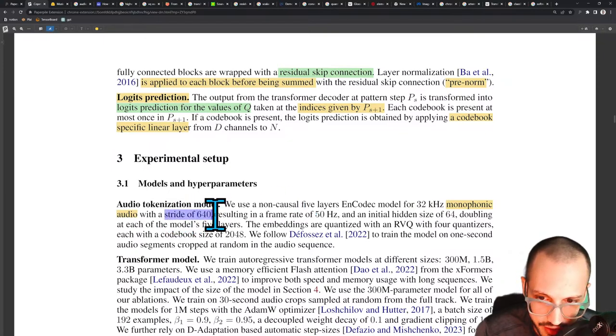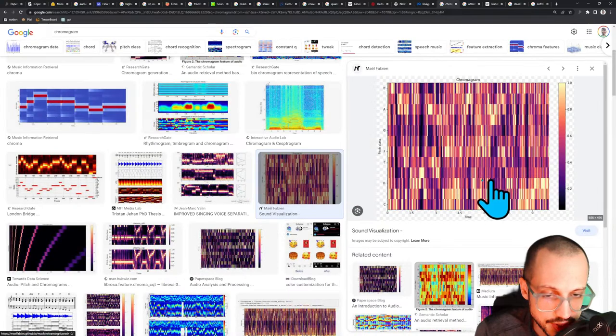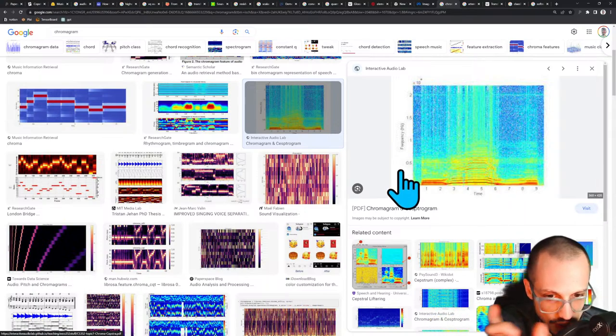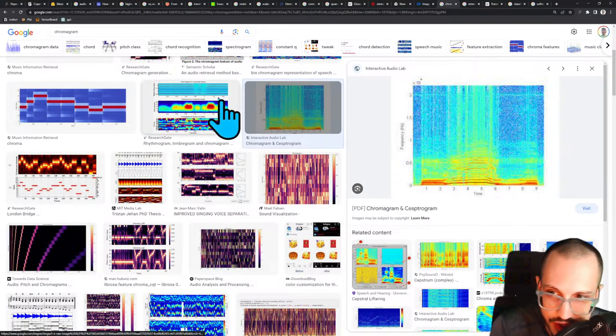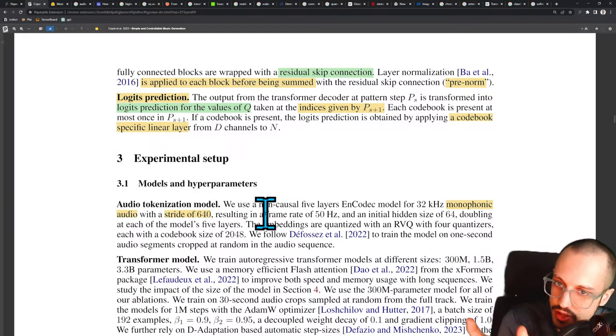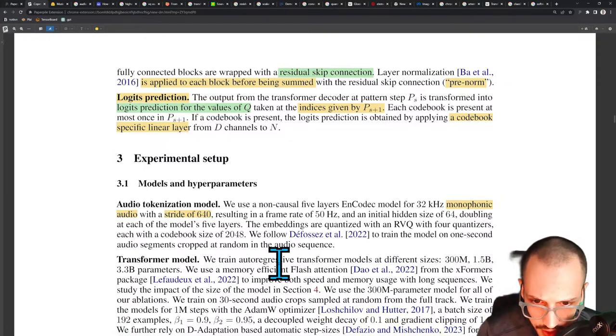Stride of 640. Whenever you create, for example, these spectrogram things, generally you're basically convolving. There's some stride involved because you're basically moving this window. So that's where the stride comes in. It's basically how many subsequent samples you are considering when you're using this EnCodec model.